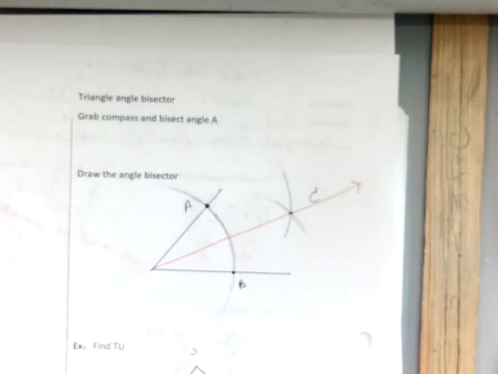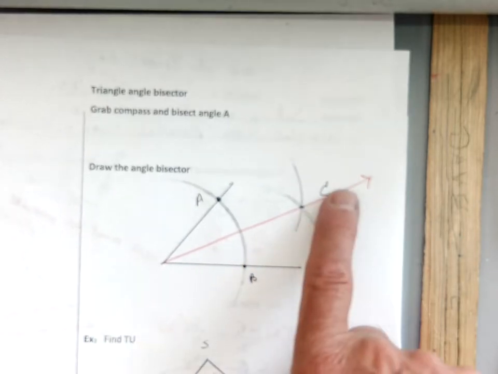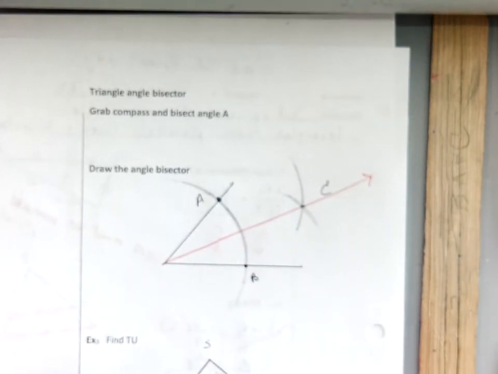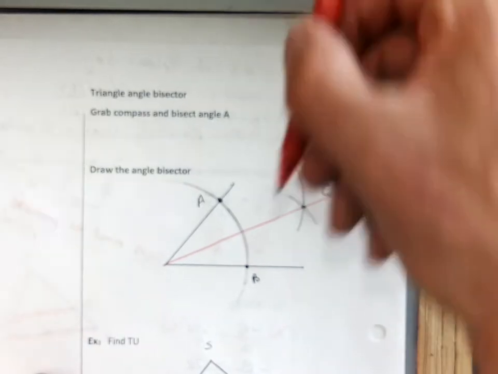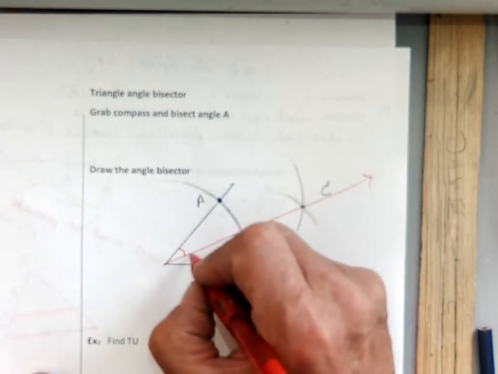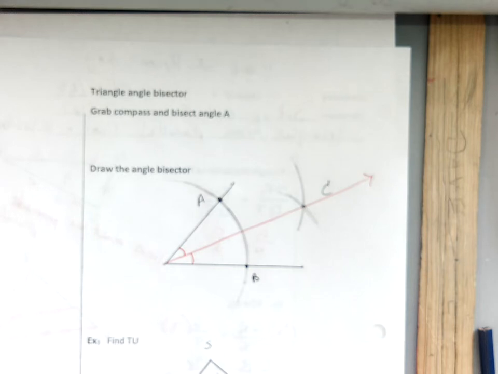Okay, so I created an angle bisector. So this ray cut the angle in half. So I know this angle is equal to that angle, whatever it is. 30 degrees, 30, 25, 25, okay?